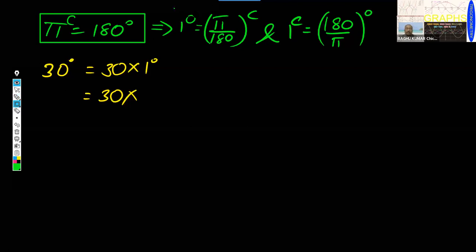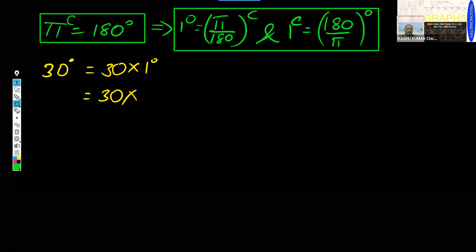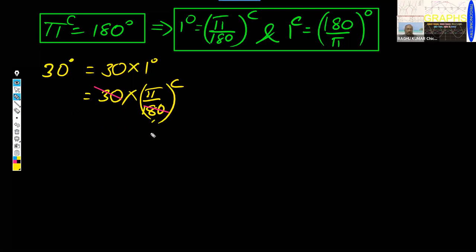Now, apply the same here to convert 30 degrees to radians. Replace 1 degree with pi by 180 radians. Then if you cancel it off, you will get this canceled 6 times, as you know. Whatever problems you are given, either in degrees or in radians, you must be able to understand this. So 30 degrees is nothing but pi by 6 radians. So pi by 6 means 30 degrees, and 30 degrees means pi by 6.